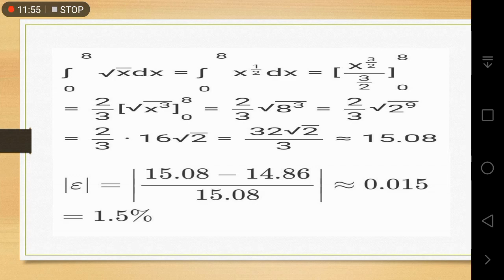So, hence, approximating the integral using Simpson's rule, the error equals 15.08 minus 14.86 divided by 15.8. So that equals 0.015 or 1.5%. So mao na siya ang solutions.